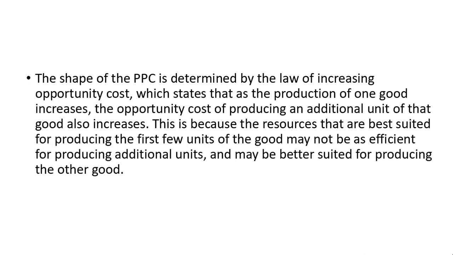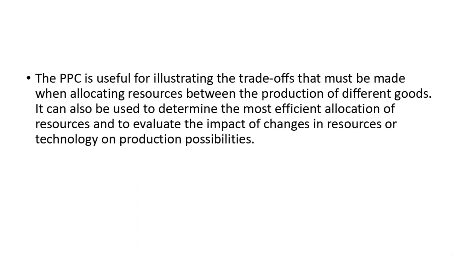The shape of the PPC is determined by the law of increasing opportunity cost, which states that as the production of one good increases, the opportunity cost of producing an additional unit of that good also increases. This is because the resources that are best suited for producing the first few units of the good may not be as efficient for producing additional units and may be better suited for producing some other good.